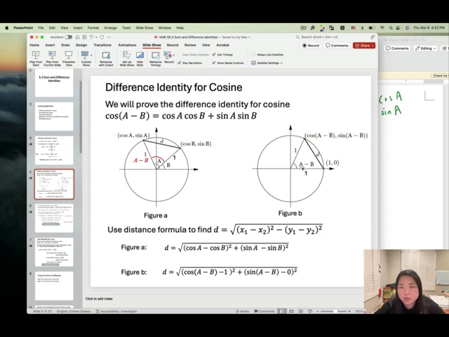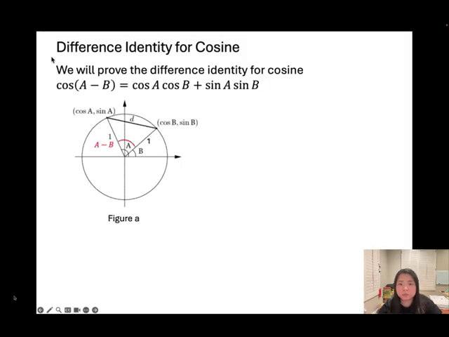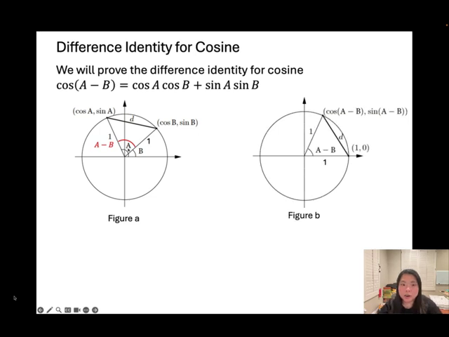So this is 1. I'm going to put the angle A minus B on the x-axis, so we have the same distance. This angle is A minus B, so the coordinate will be cosine of A minus B and sine of A minus B. Since the other point is on the x-axis and the radius is 1, the coordinate of that point is 1 and 0. Do you understand these two pictures?